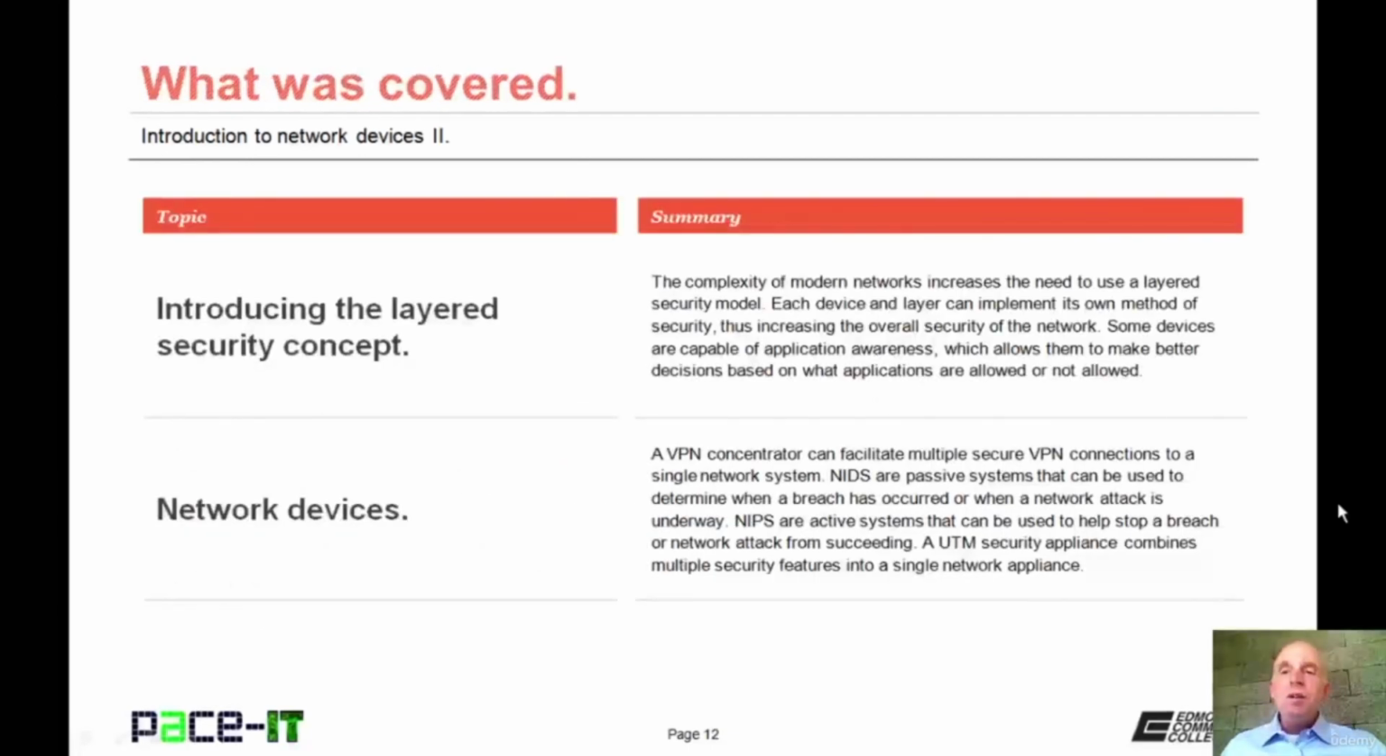Now that concludes this session on the Introduction to Network Devices Part 2. I began by introducing the layered security concept, and I concluded with a brief discussion on some network devices.